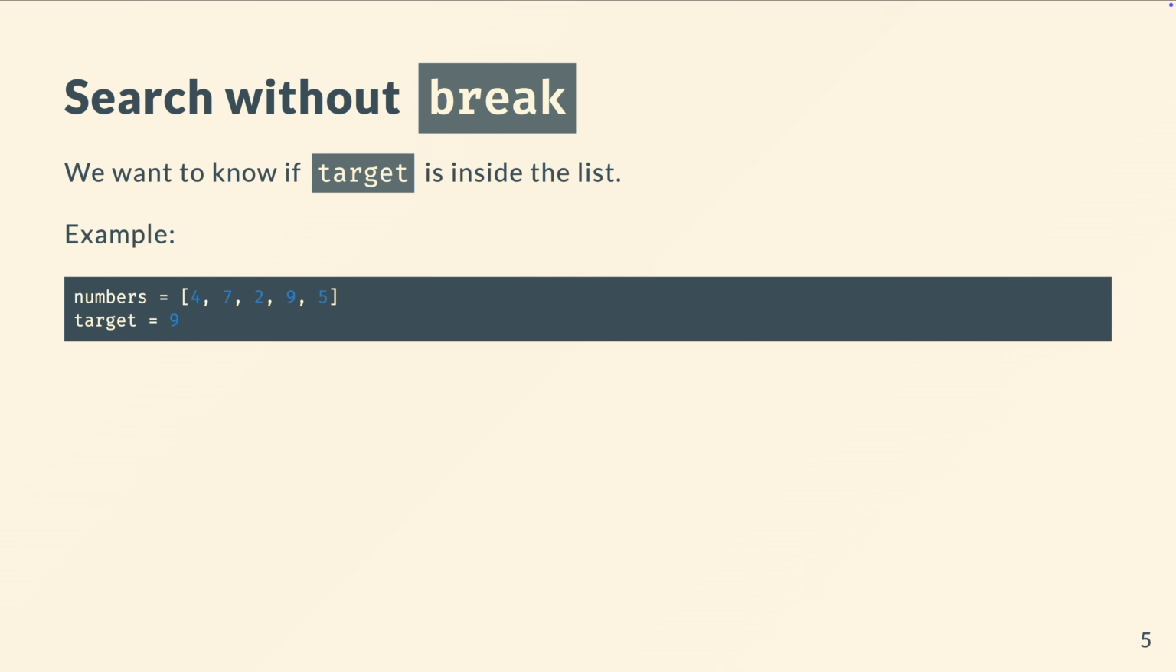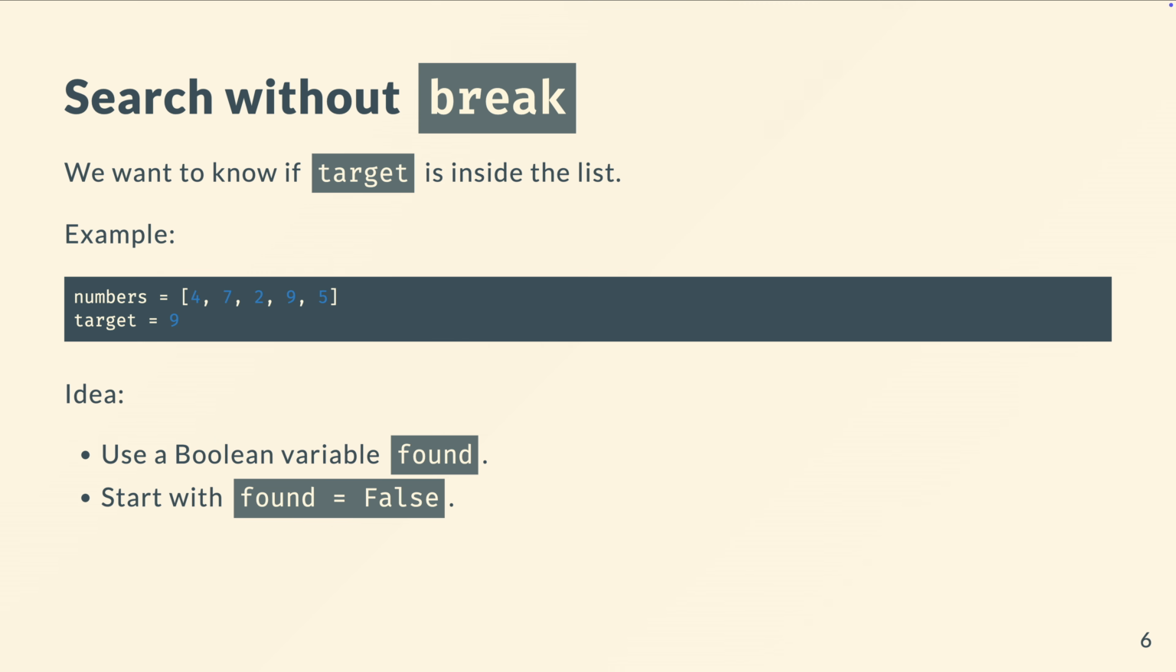Now we will search a list. We want to know if target is inside the list numbers. In this example, numbers contains 4, 7, 2, 9, 5. Target is 9. We want the program to tell us whether 9 is in the list. Here is the idea. We use a Boolean variable called found. A Boolean value is either true or false. We start with found equals false because we have not found the target yet.